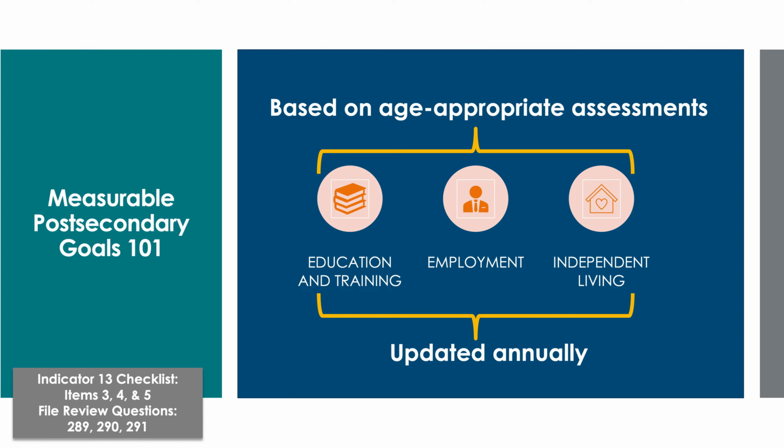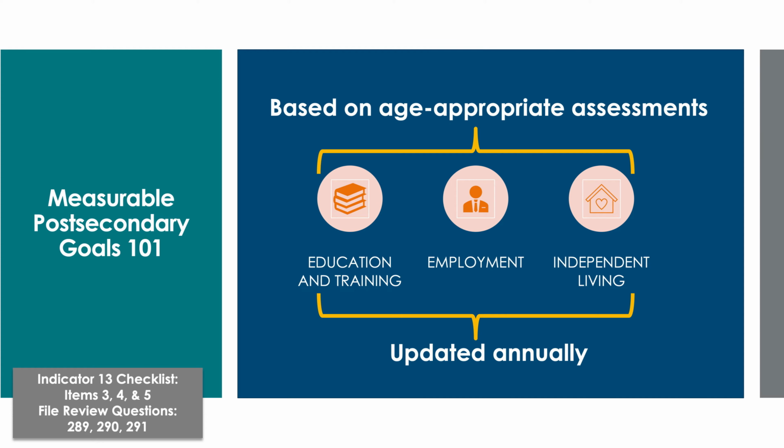These 3 elements directly align with items 3, 4, and 5 on the Indicator 13 checklist and file review questions 290 and 291, as well as 289. Under each goal area, you will also list services, activities, and courses of study supporting that goal. We'll discuss the rest of the transition grid in the next module.